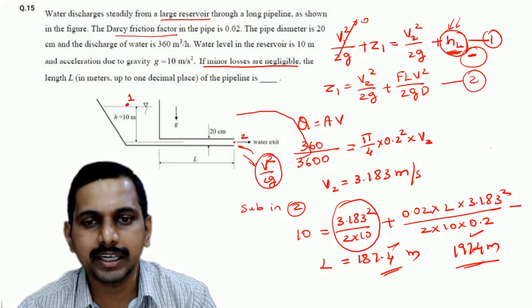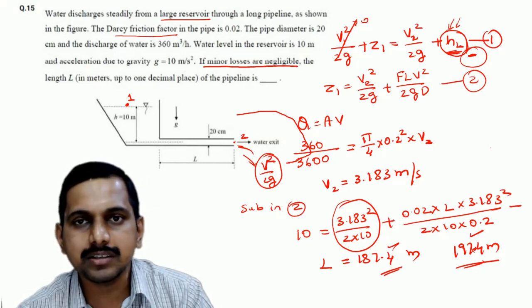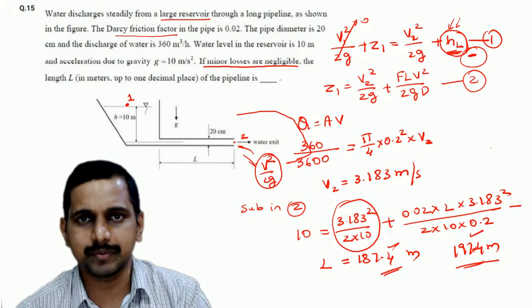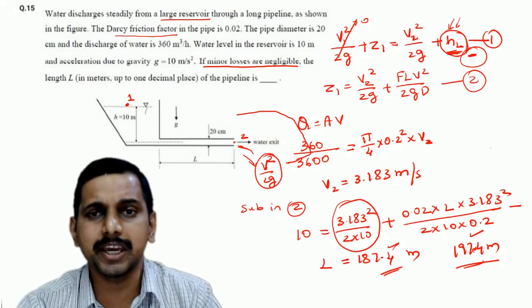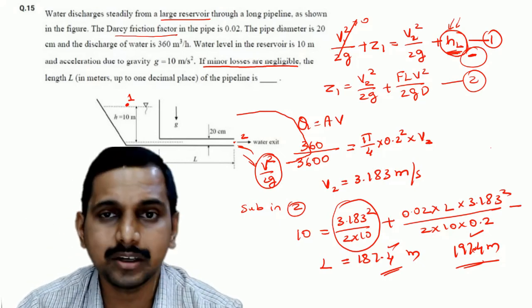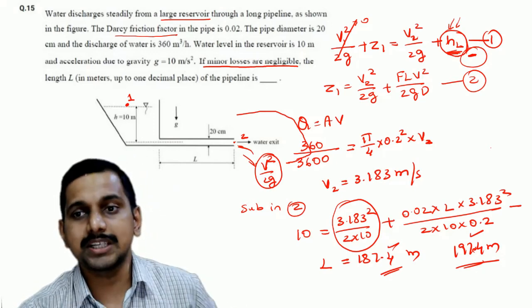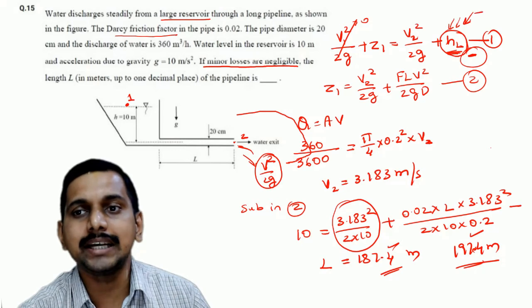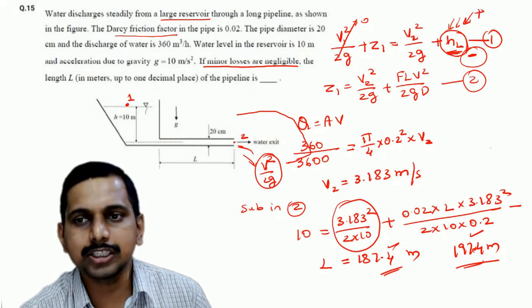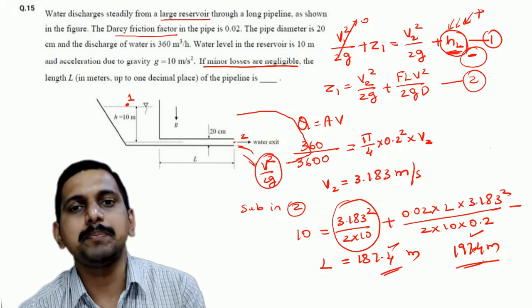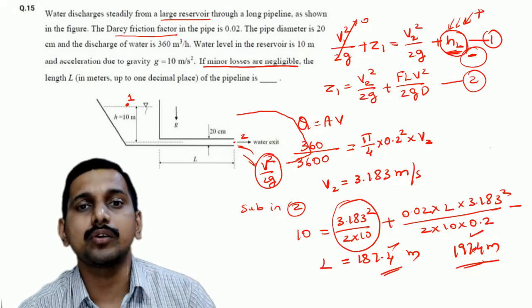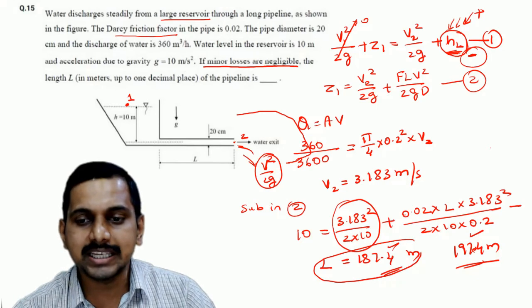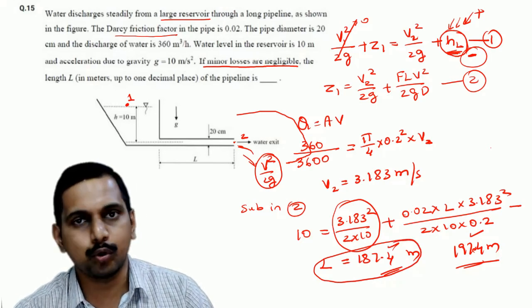There's no reservoir here. So whether we should take exit losses, in my opinion we should not take exit losses into consideration, because exit losses have to be ignored. Because minor losses have to be ignored, I should not add up anything here. Head losses, when you say head losses, major plus minor losses, and that has to be ignored. So in that case I think the answer would be L is equal to 187.4 meters.